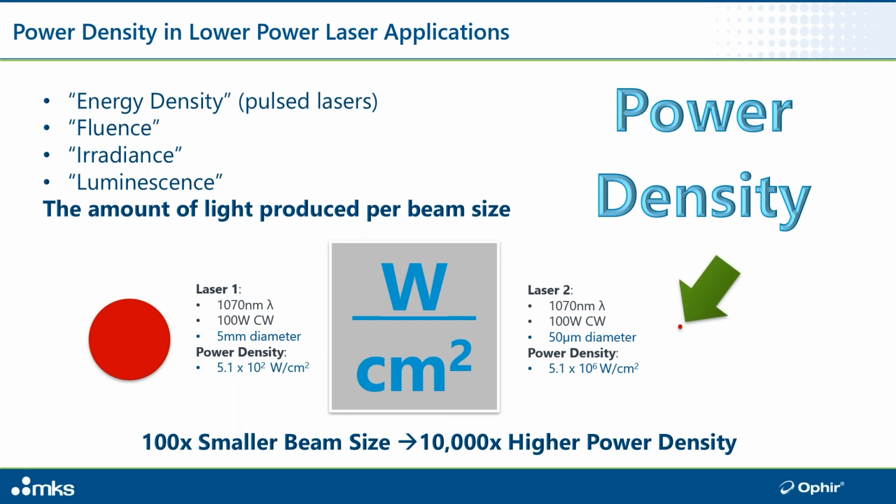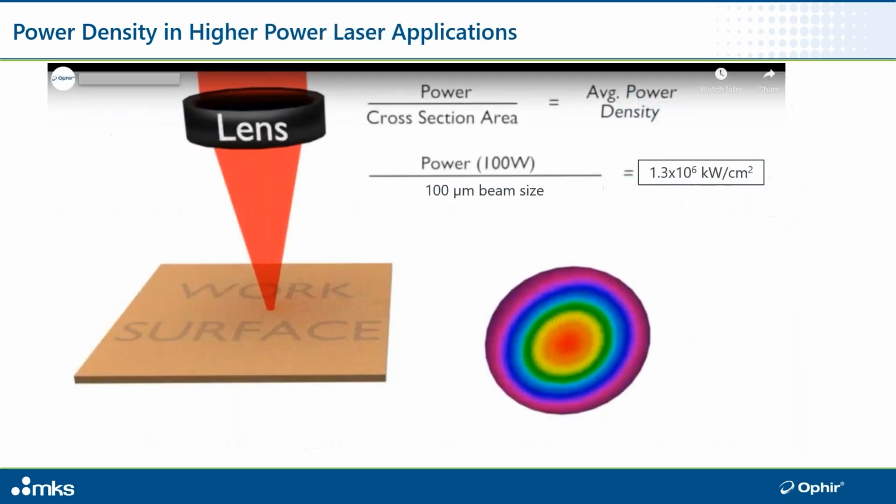Again, this is an extreme example, but it is very important to understand how the beam size applied to your process, and any changes in that, is very key to understanding the process. Let's look at this a little bit deeper. You have the same 100-watt laser. Say that you've got it focused down to a 100 micron beam size. That's yielding a power density of 1.36 times 10 to the 6 kilowatts per centimeter squared.